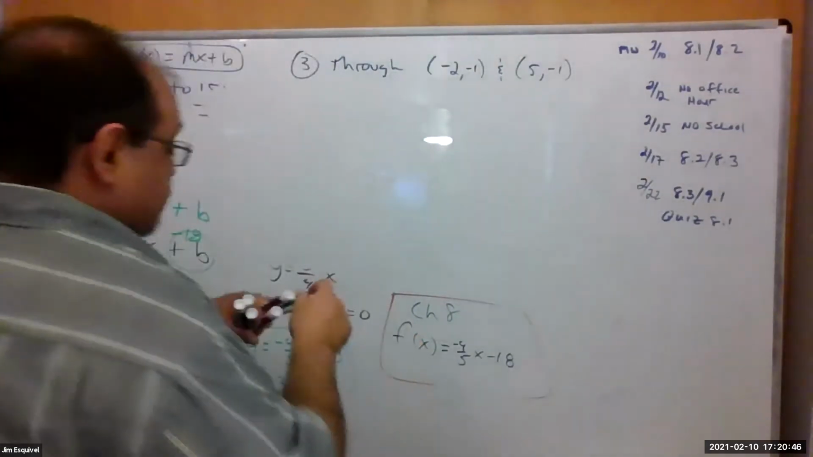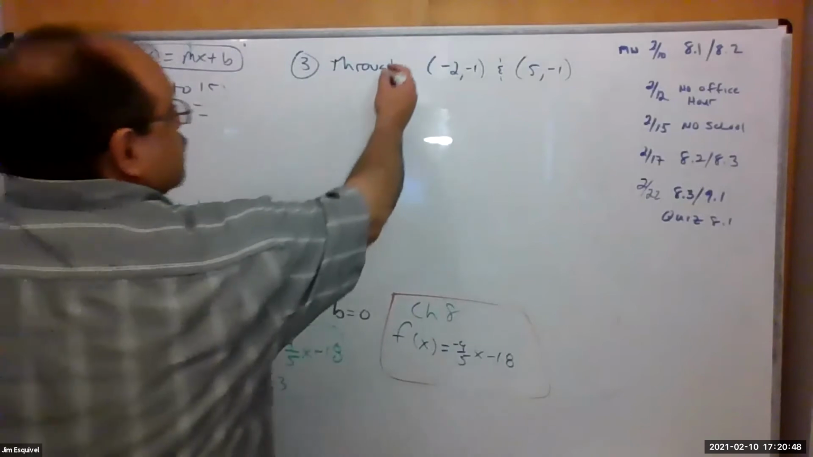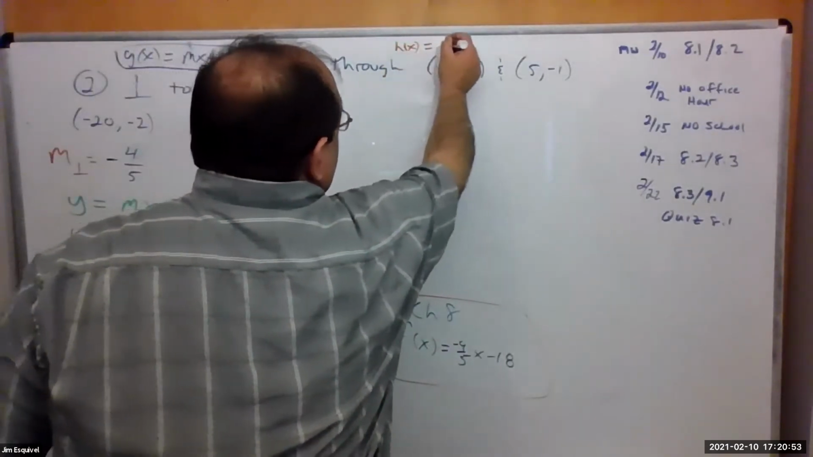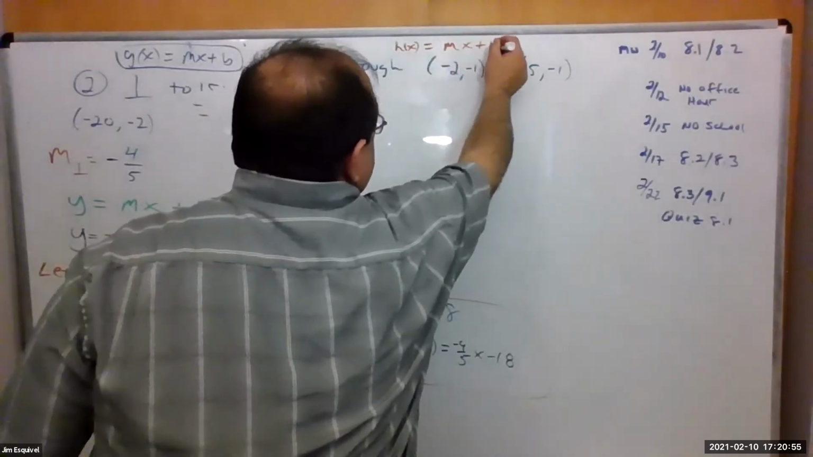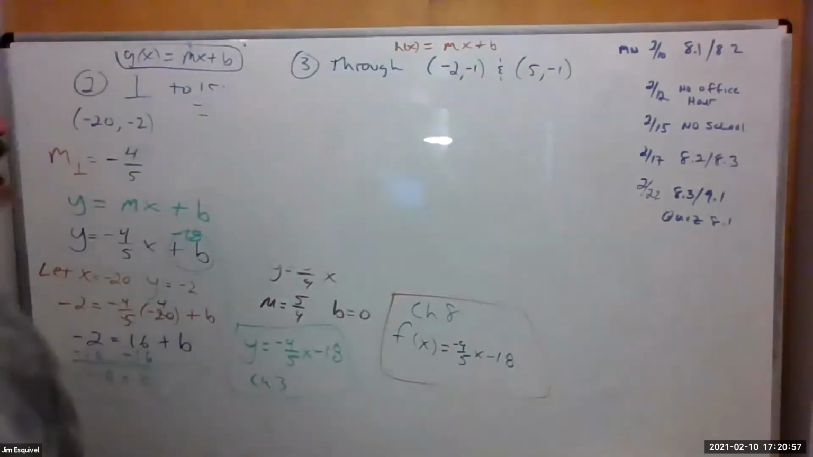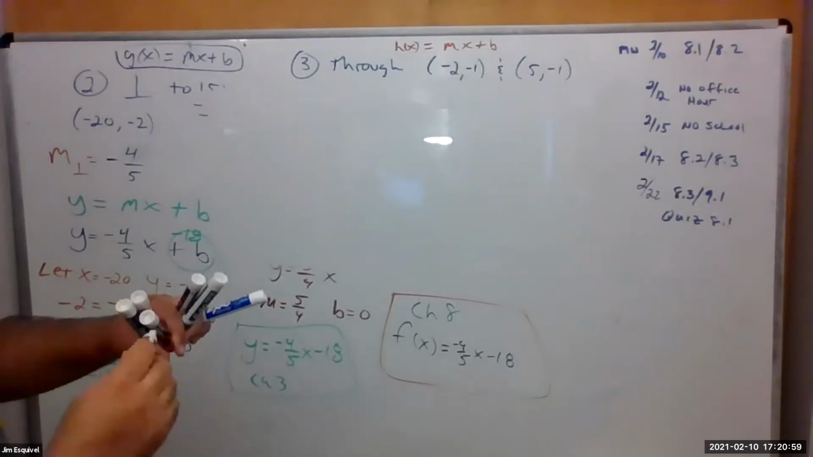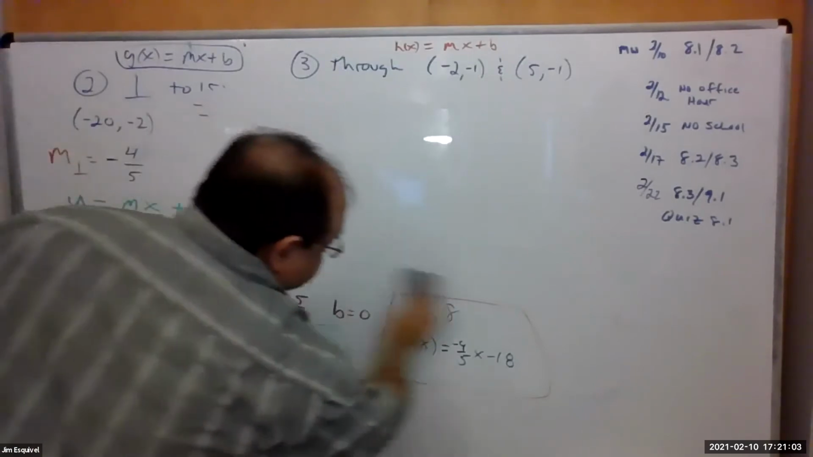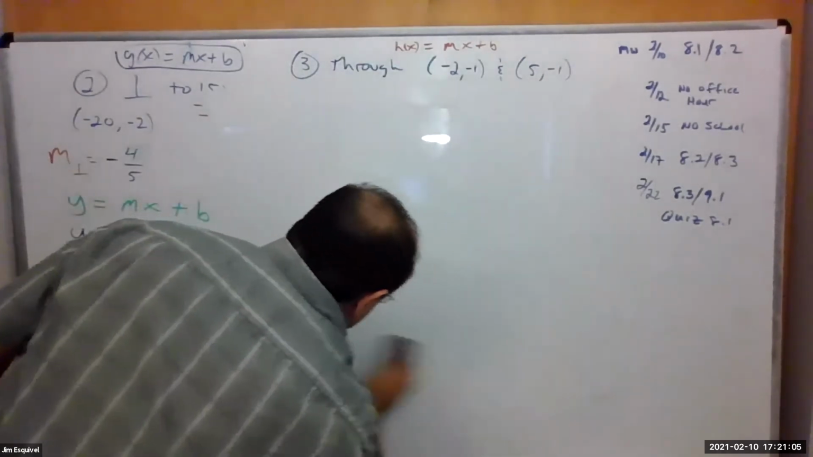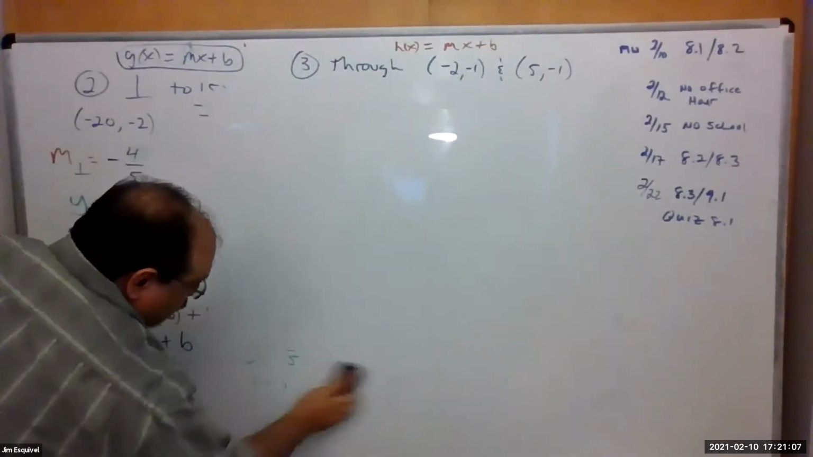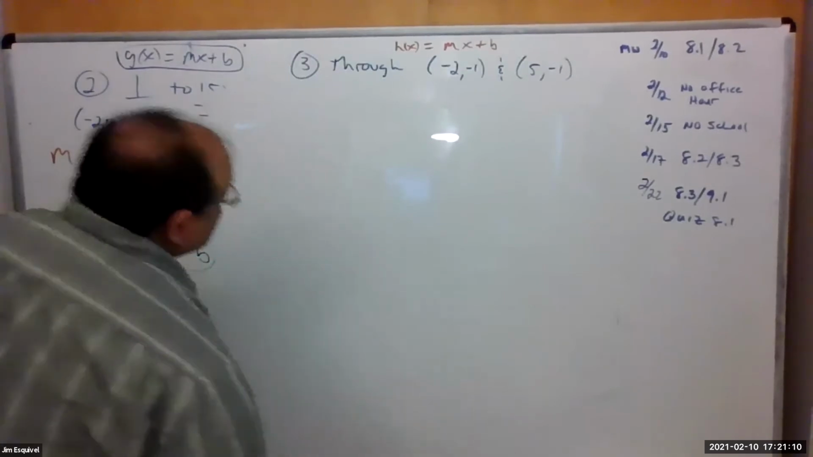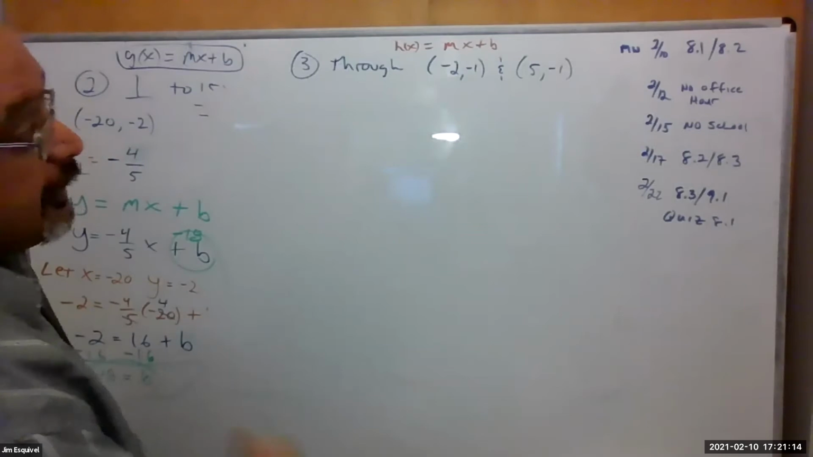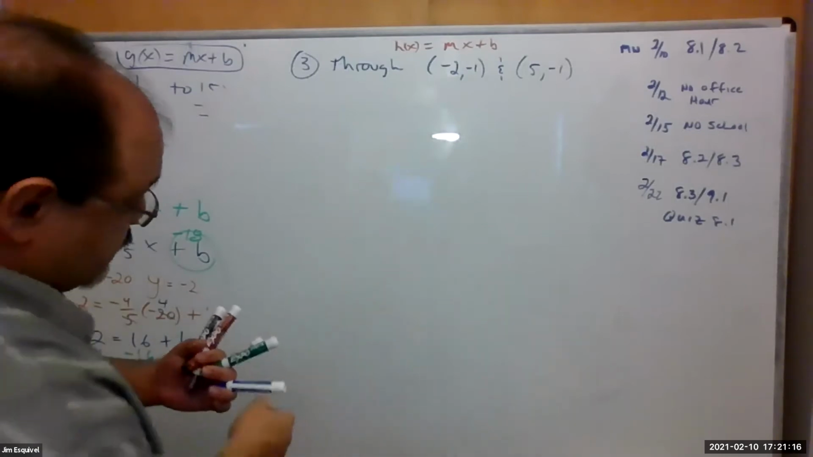Let's do this one, and we want to write the answer using h of x equals mx plus b. That's what you want your final answer to be written with, h of x, if possible. All right. Step one, we want the slope. Well, they give us 2 points, so we can find the slope.